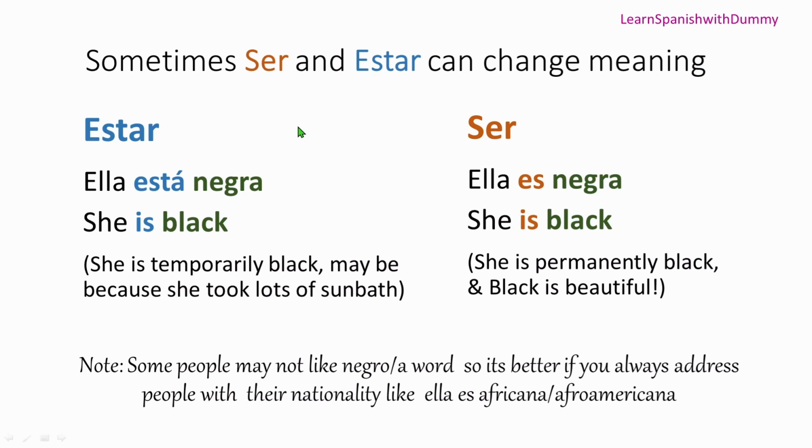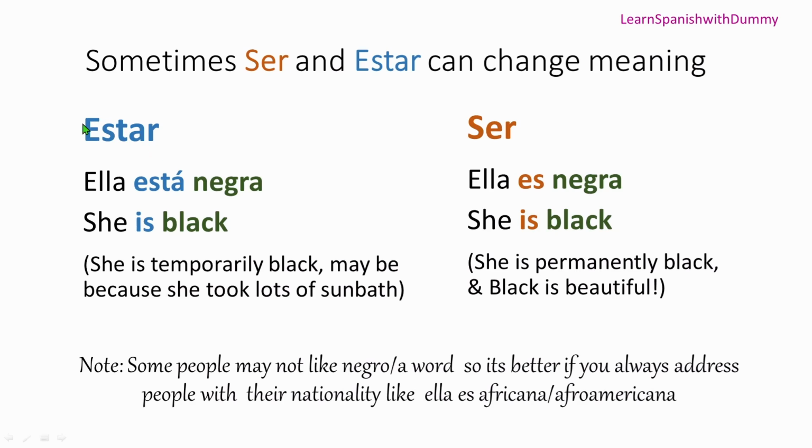All right, now here it says black, and again here it says black. Okay, now see the difference. We're using here ella está negra. Now, ella está negra, and here's ella es negra. Okay, see, both of them are she's black, but see what's the situation here. It means she's temporarily black, maybe because she took lots of sun bath, right? She's black temporarily, but here she's permanently black, and black is beautiful. Yeah. So this is the thing, right?